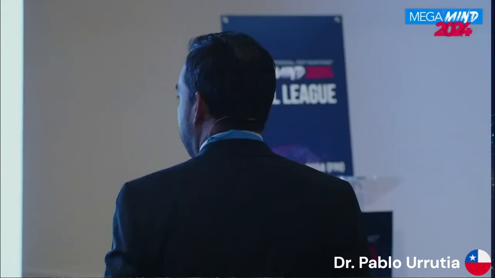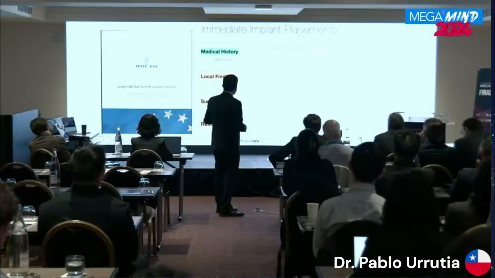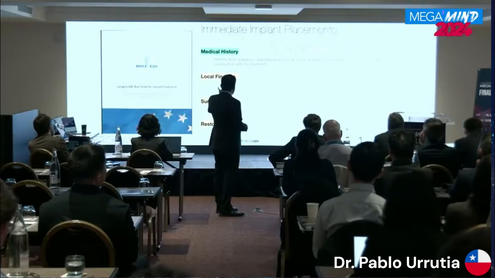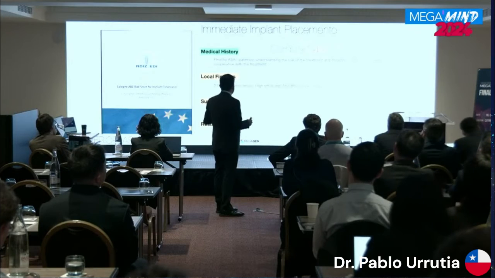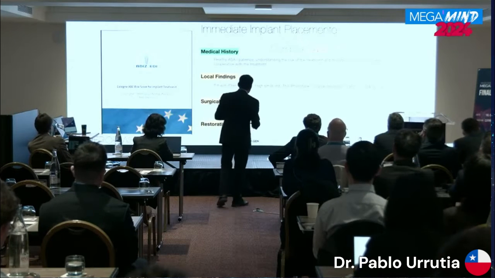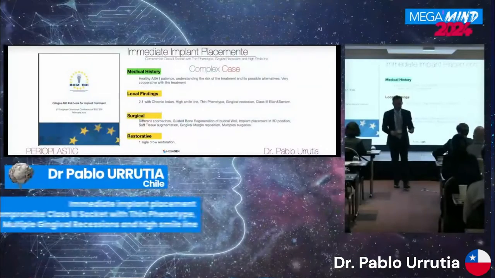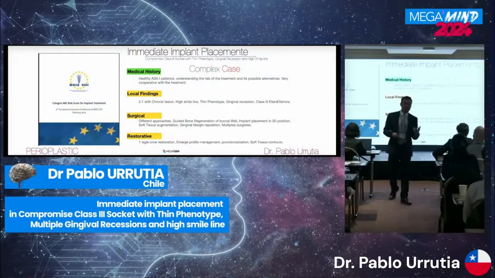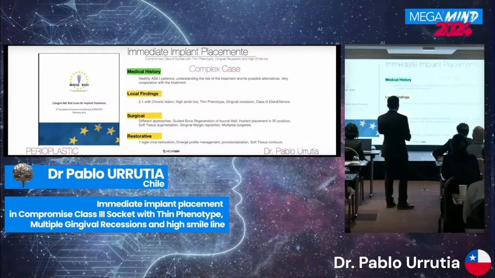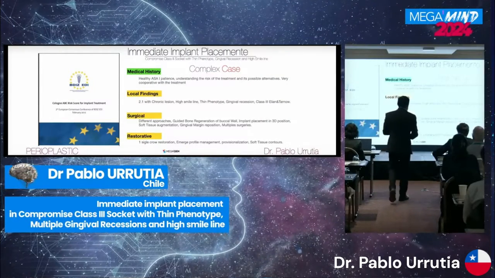But let's take a look at what we find in the local findings, for example. The patient is healthy, ASA 1, okay, 2.1 chronic lesion, high smile line, thin phenotype, and class 3 alveolus. You know how demanding that kind of treatment is because of the gingival margin and the aesthetic. Okay, but surgical. Surgical, different approach.